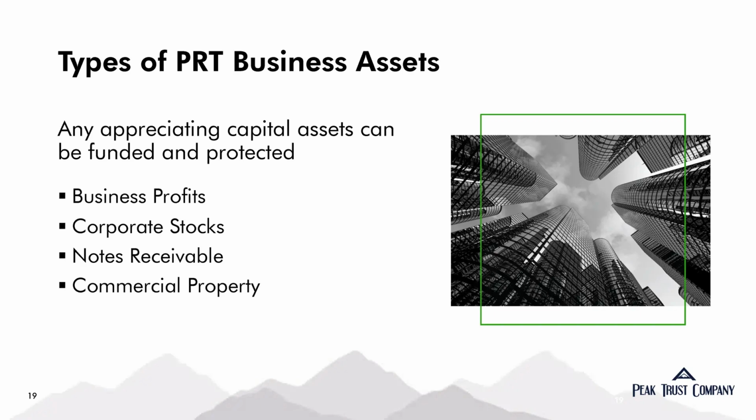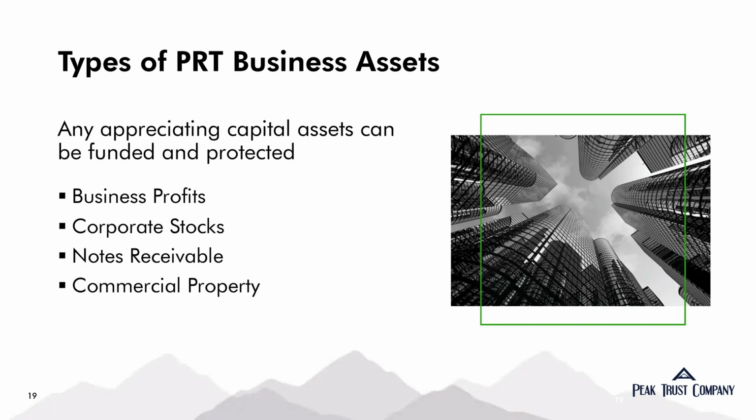Types of business assets that are also appropriate for the PRT: business profits, corporate stock. There we might run into some hurdles if there's other shareholders. Again, maybe they're not family members and there's a buy-sell agreement. So we have to clear that path that we talked about a little bit earlier to ensure we can use those assets clearly, that the PRT can hold them.